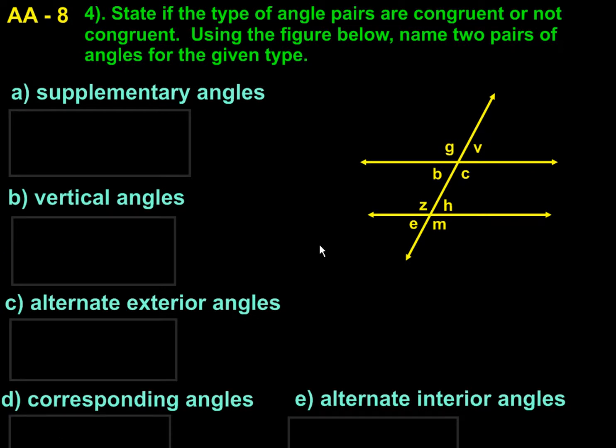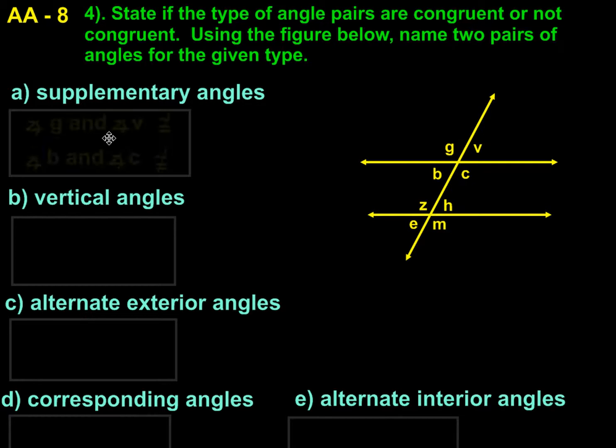Now we're going to move on to question number 4. State if the type of angle pairs are congruent or not congruent. Using the figure below, name 2 pairs of angles for each given type. And there are many more than just 2 pairs. So I'm going to give you 2 examples for each one.